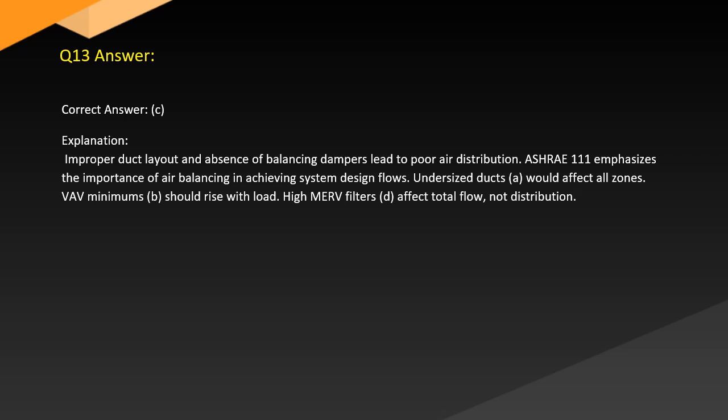Answer. Correct answer, C. Explanation. Improper duct layout and absence of balancing dampers lead to poor air distribution. ASHRAE 111 emphasizes the importance of air balancing in achieving system design flows. Undersized ducts, A, would affect all zones. VAV minimums, B, should rise with load. High MERV filters, D, affect total flow, not distribution.